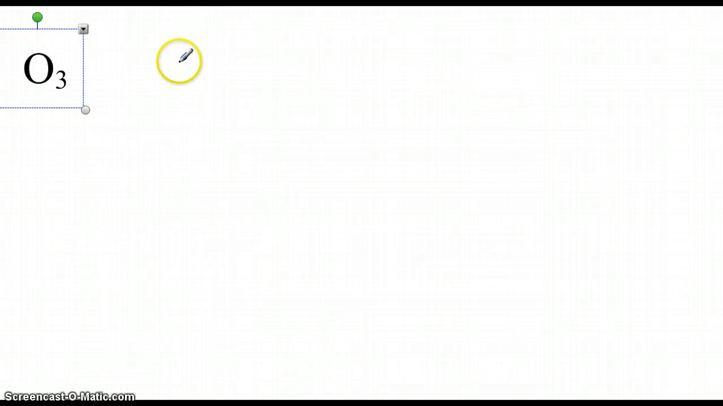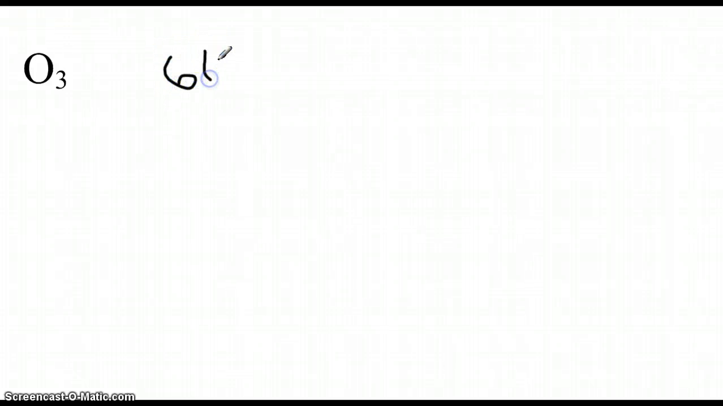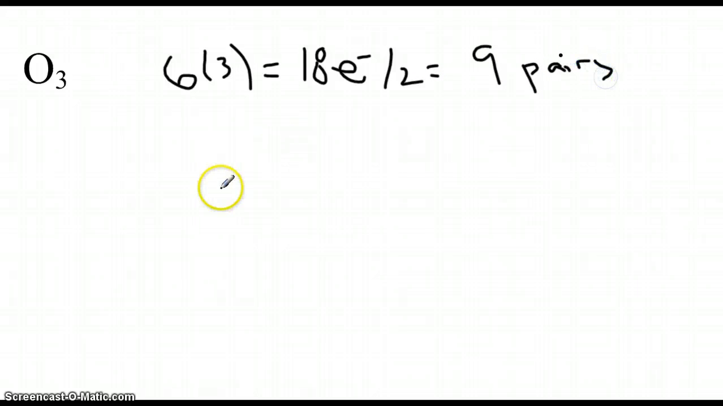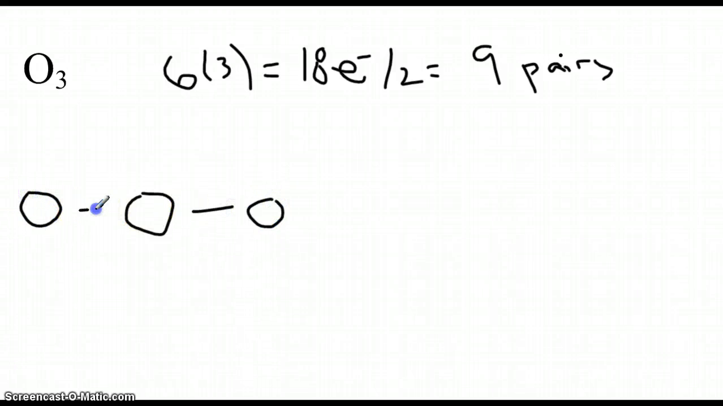Okay, O3. O3 is actually ozone. So 6 times 3 tells me I've got 18 electrons. I'm going to divide by 2. So I must use 9 pairs. So I have 3 oxygens, so I'm just going to have 1 oxygen and 1 on either side of it. I'm going to put in my single bonds, add in my pairs to the surrounding atoms, and currently I have used 1, 2, 3, 4, 5, 6, 7, 8. So now I put any remaining pairs around the central atom, so there's 9.